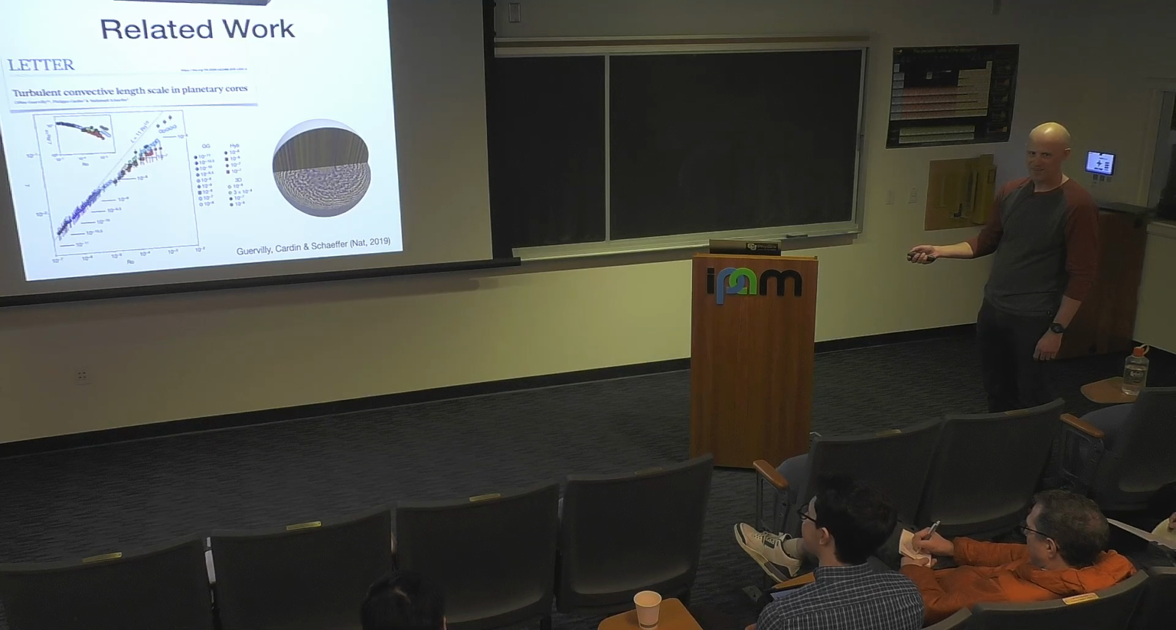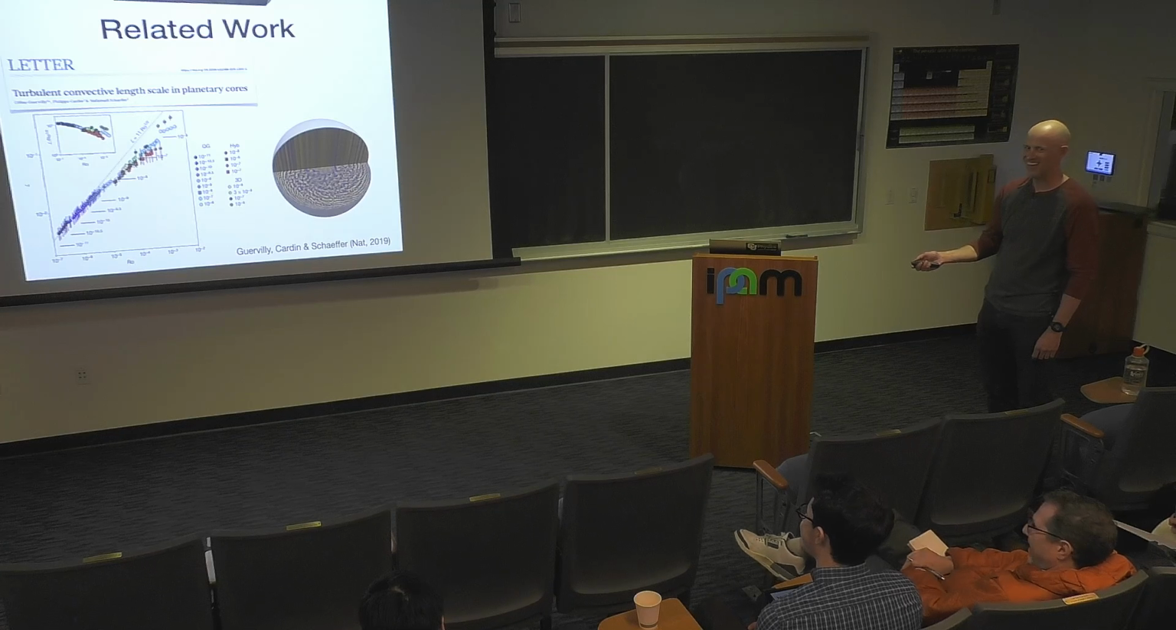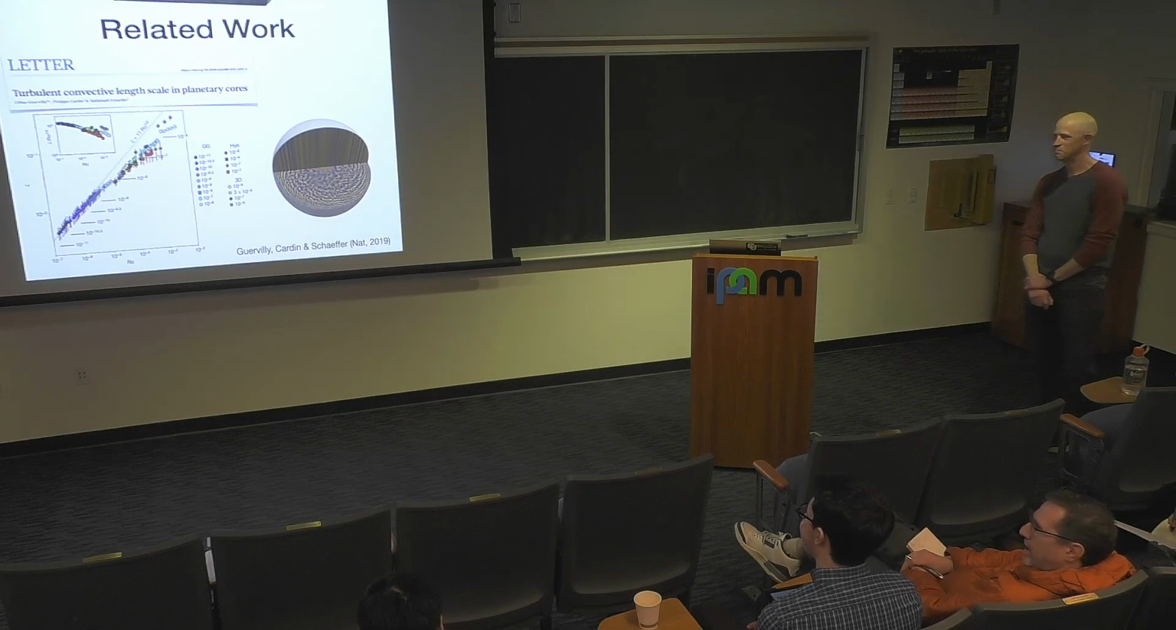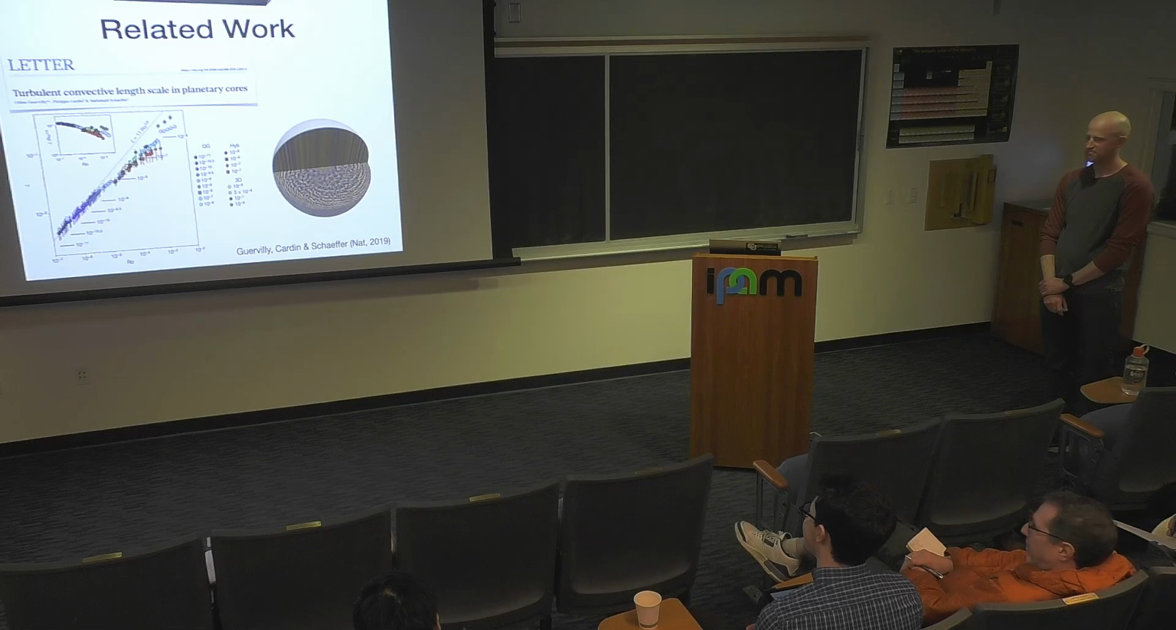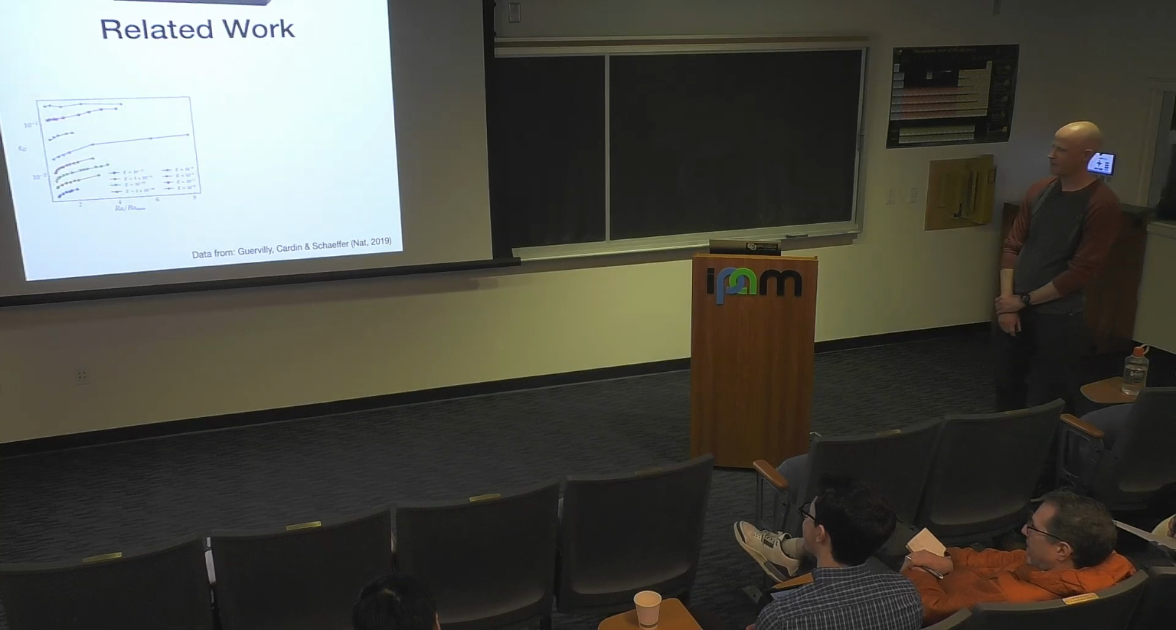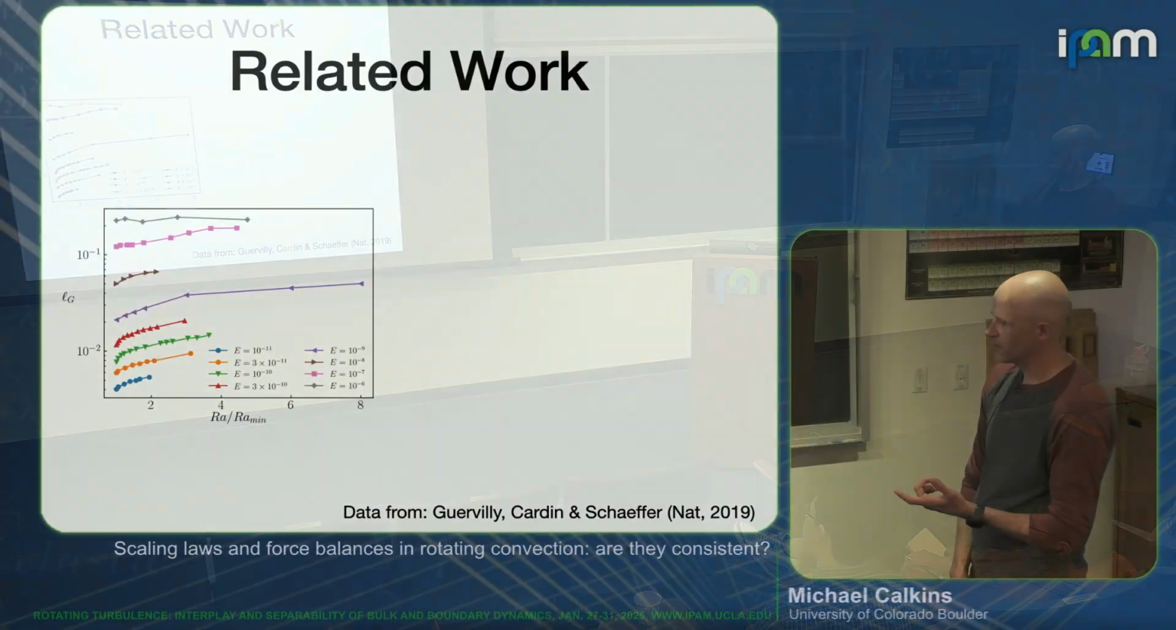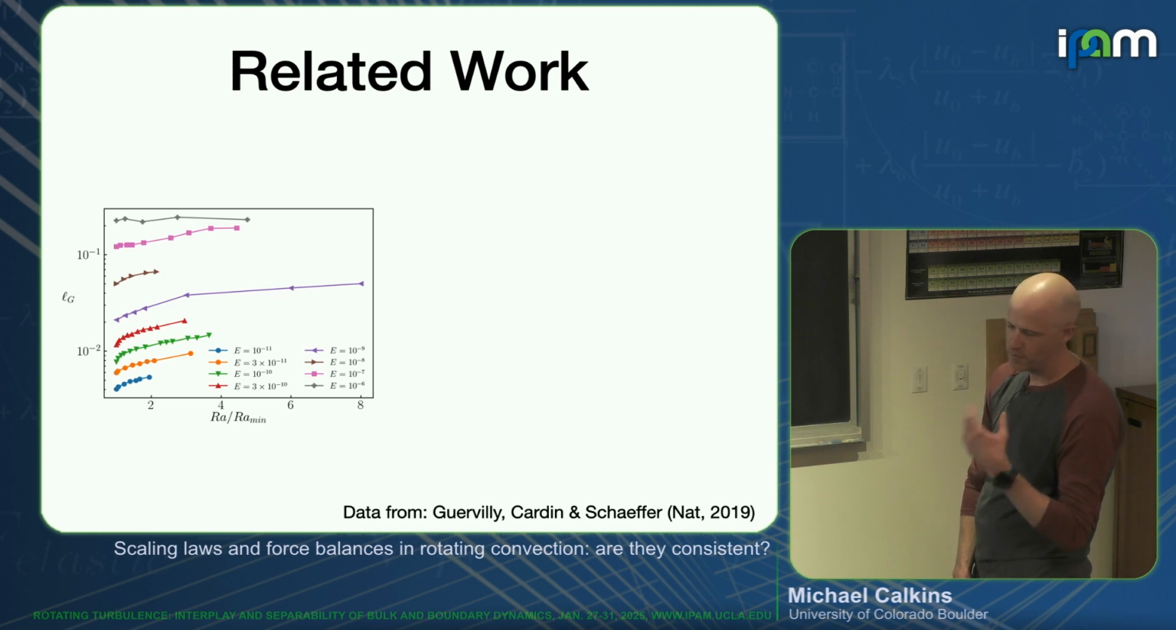What? I want to know what's being plotted. A length scale versus a Rossby number, okay. So is it like a viscous length or, right? An integral length scale. Okay, yeah. Got it. Thanks.